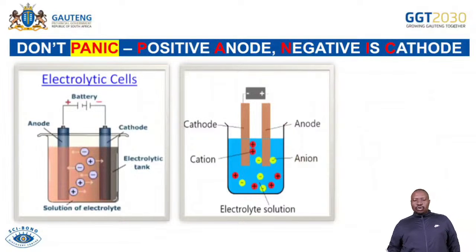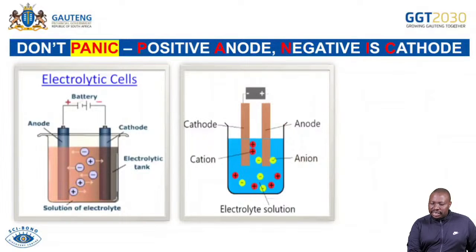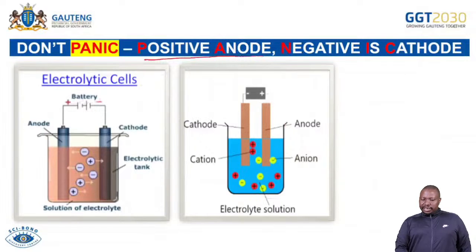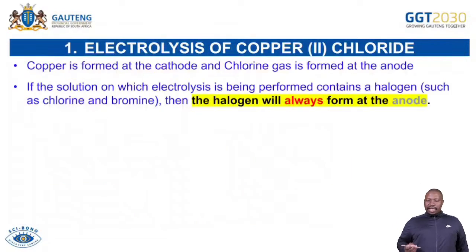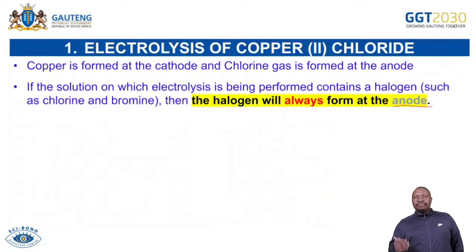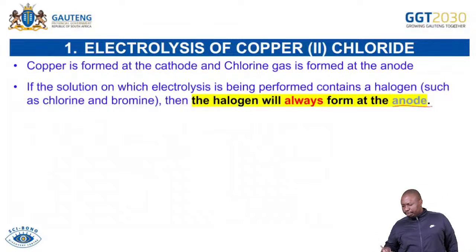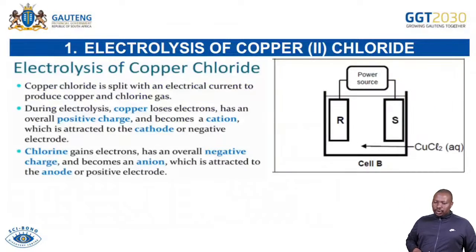As I conclude, don't panic. What do I mean? Now positive is anode. Remember, we have been saying negative is anode under a galvanic cell. But under an electrolytic cell, positive is anode and negative is cathode. And the halogen will always be on the anode, meaning that for the decomposition of copper chloride and for the electrolysis of sodium chloride, you will always have chlorine gas being formed at the anode. Please don't forget that, and it will help you.